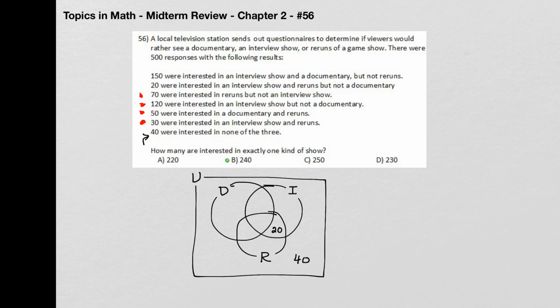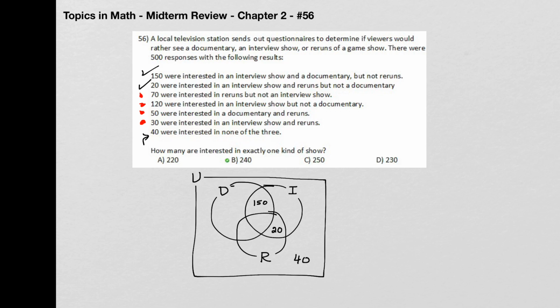Put that 20 in there. Okay. And so I did that one. 150 were interested in an interview show and a documentary. So we've got two sections there, but not reruns. So again, not the center. So 150 going in here. Okay.